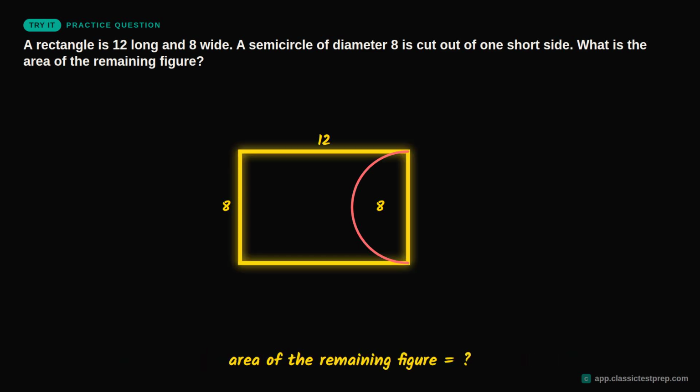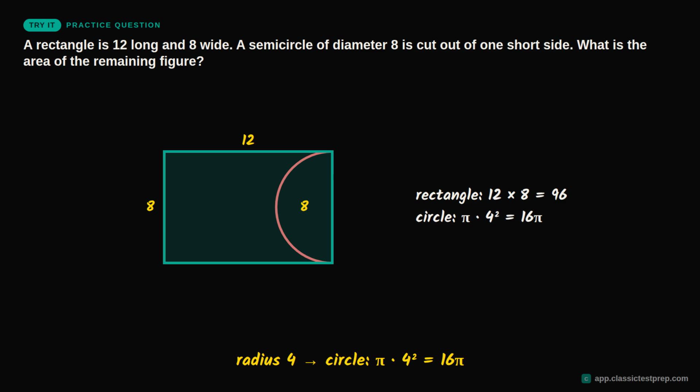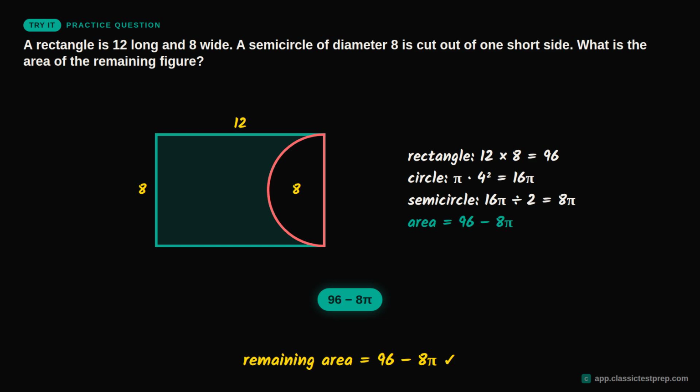All right, hopefully you paused and did this question. The area of the entire rectangle, if it did not have a semicircle cut out of it, would be 96. So we start there, 96, and then minus the area of the semicircle. A diameter of 8 means there's a radius of 4. So 4 squared pi would be the area of an entire circle, 16 pi. But there's a semicircle, half of the circle, cut out. So that's 16 pi over 2, so that's 8 pi. So 96 minus 8 pi gives you the area of this figure.